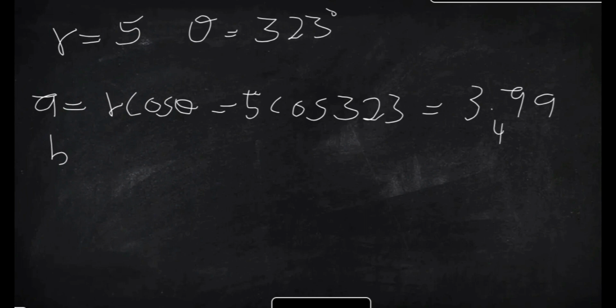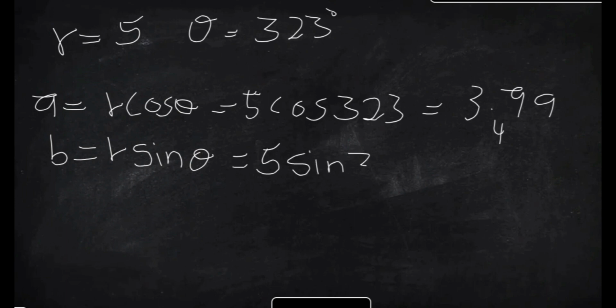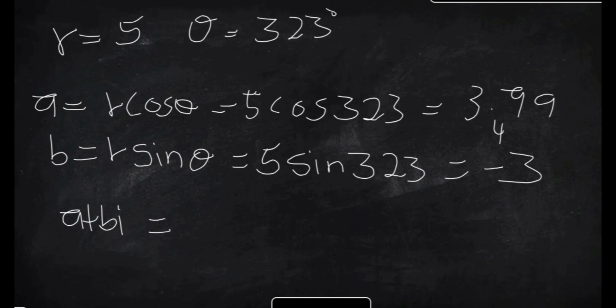And we have b, which is the imaginary part. That one too is r sine theta, which is 5 sine 323. That also gives a value of -3. In a rectangular form, a plus bi becomes 4 minus 3i as our answer.